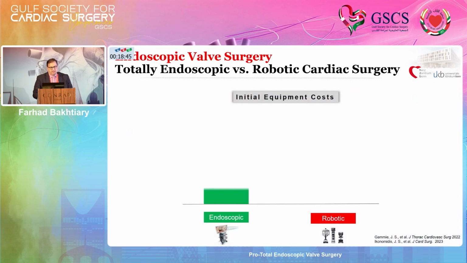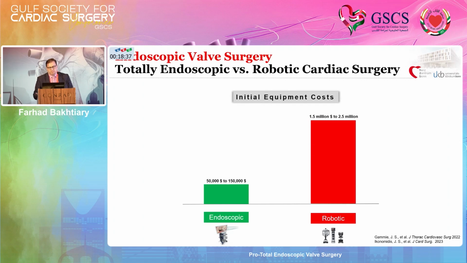So I tried to find how is the reimbursement and how is the financial aspect of the robotic versus endoscopic. If you want to have a high-end endoscope, it is around about 100,000 euros for establishing an endoscope with a high-end camera. And on the right side, you see 1.5 to 2.5 million US dollars to get the high-end Da Vinci Si or Da Vinci 5.